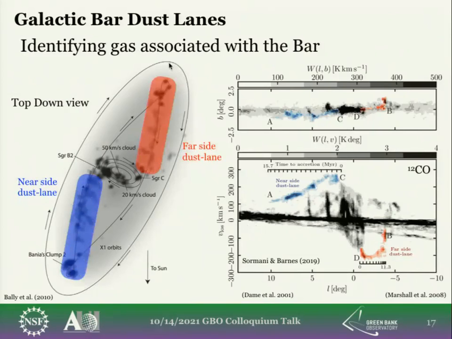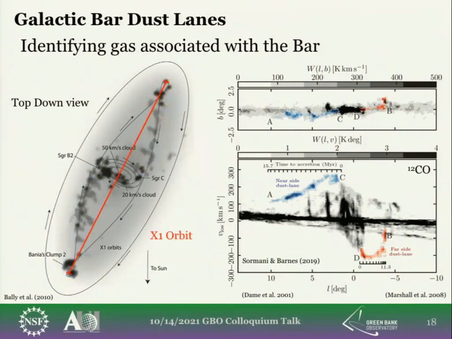You have gas on the far side of the dust lanes that is accreting again into the galactic center, but they are traversing the bar towards the sun, and so therefore you're seeing these negative velocities. So the galactic center might look something like this if you could observe it from the top down.